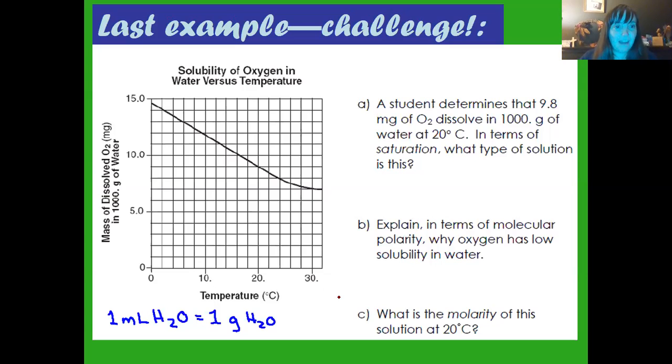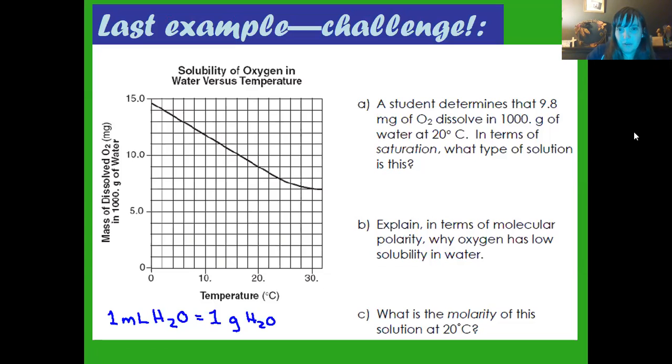So this is a graph showing solubility of oxygen in water versus temperature. The x-axis is temperature, and the y-axis is mass of dissolved oxygen in milligrams in 1,000 grams of water. The first thing you might notice is this line goes down. That means the warmer the water, the harder it is for it to hold the oxygen gas. It's because oxygen's a gas, right? So that makes sense.